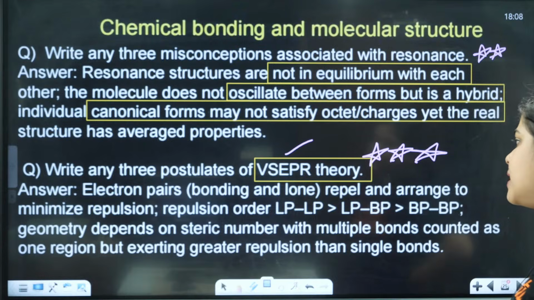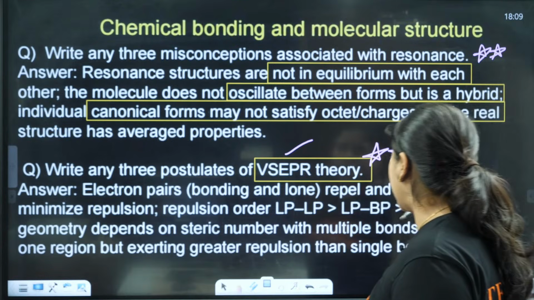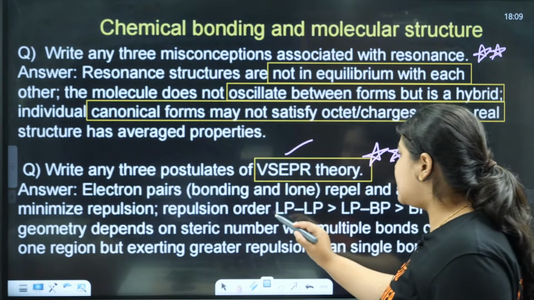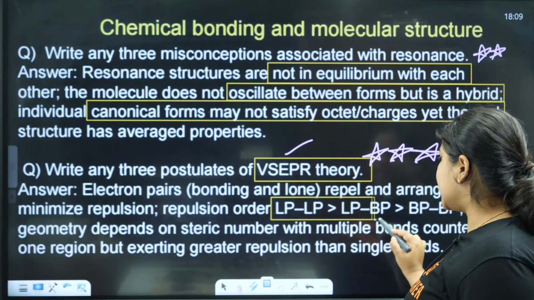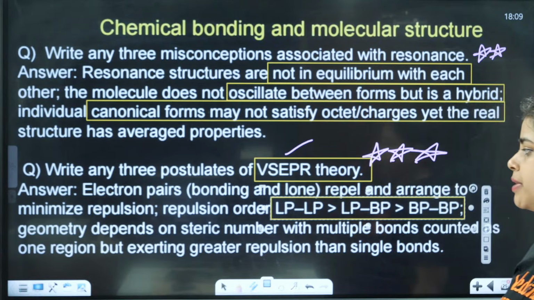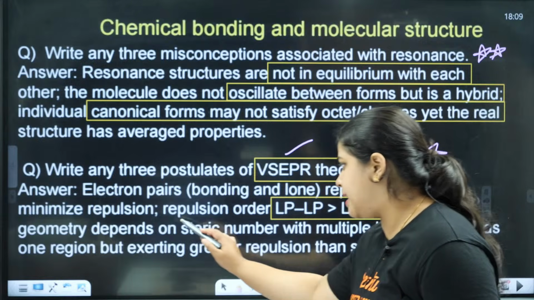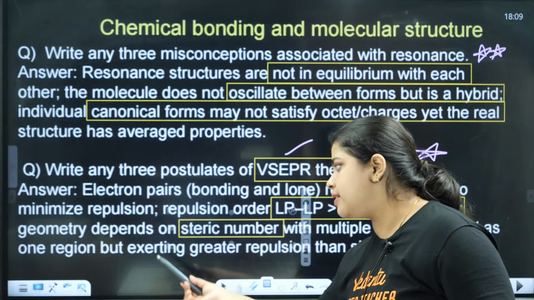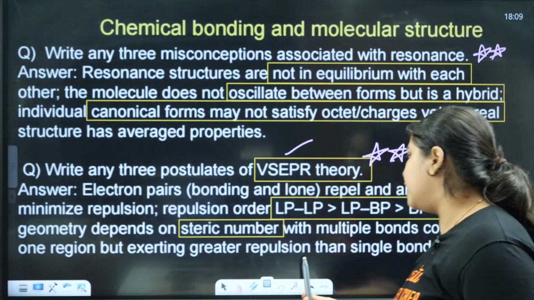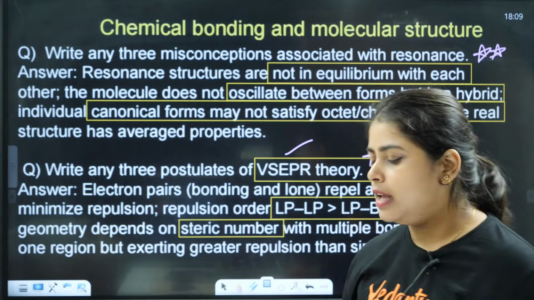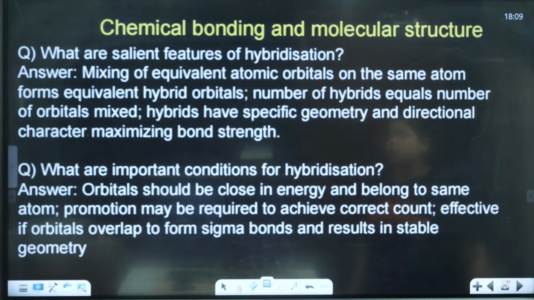So electron pairs, that is bonding and lone pairs, repel and rearrange to minimize repulsion. The order is lone pair-lone pair greater than lone pair-bond pair greater than bond pair-bond pair. The geometry depends on the steric number. Multiple bonds are counted as one region, but occupy more space and create greater repulsion than single bonds. Clear? Understanding?